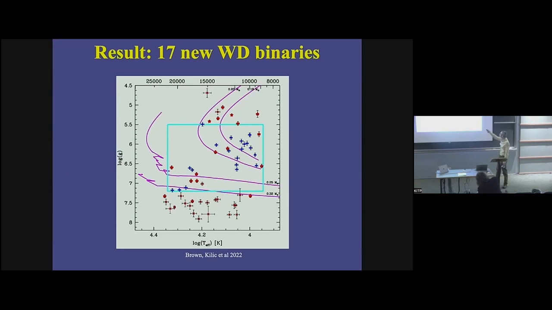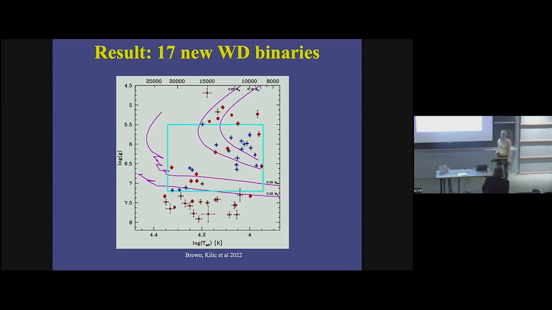These magenta lines are the most recent ELM tracks from Althaus and Istrate's 2016 work, ranging from the lowest to the highest mass tracks in their models. And I guess I should point out the solid dots here are ones with full radial velocity orbital solutions. And so this sort of cyan box here is what we would call a clean cut of this sample, right?